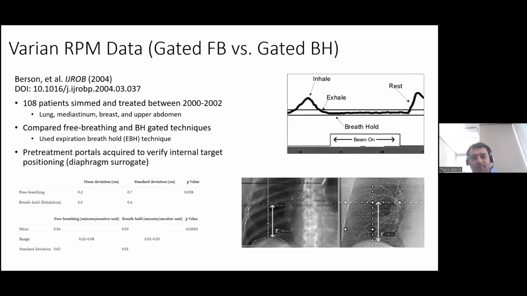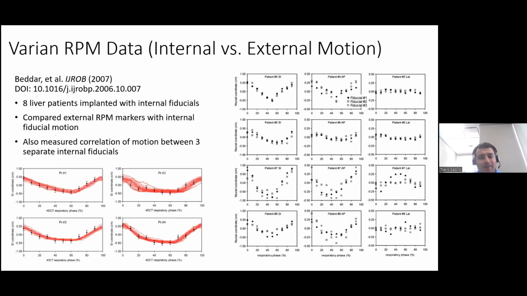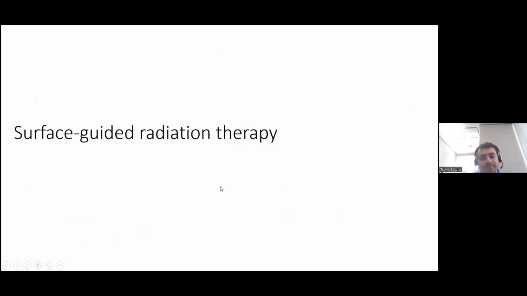This compared expiration breath hold to reproduce the same setup over and over again. And again, this looked at if you did a breath hold based off your RPM system, where you're looking at abdominal motion, does that actually correlate with internal tumor motion? And a study we did here back in 2007 actually demonstrated that yes, in fact, especially in the dimension you're interested in looking at, it is a good surrogate for the most part.